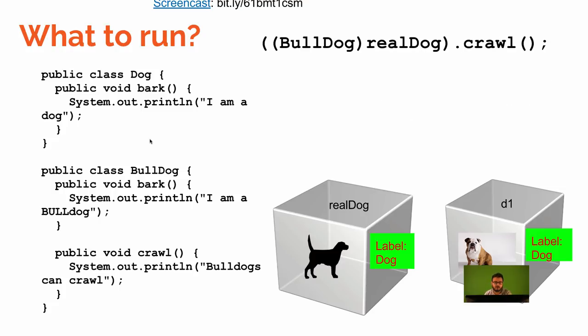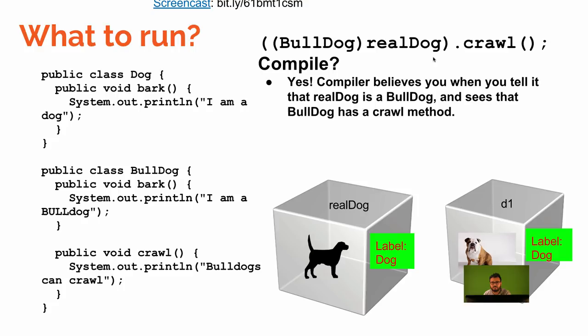That's fine. What about something like this? So now we're saying, hey, compiler, trust me that real dog is actually a bulldog, and then we make it crawl. This is a lie, and lies always get caught. Where does this lie get caught? The compiler will say, indeed, it is possible that real dog is a bulldog, and so this lie will get caught during runtime.